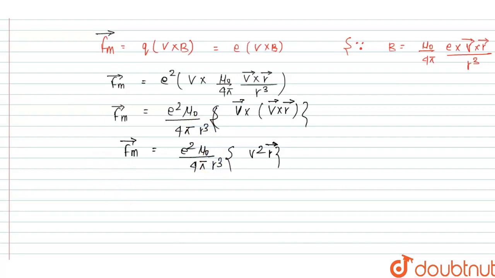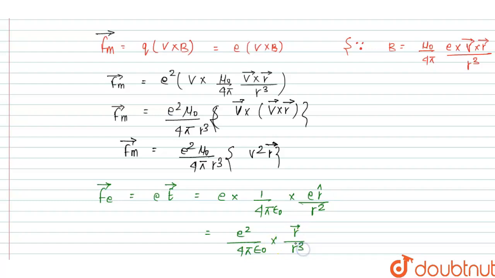Then the electric force is equal to e into the electric field. The charge is e, and the electric field is 1 by 4 pi epsilon naught into e into r vector upon r square. This is equal to e square upon 4 pi epsilon naught, and in terms of r cubed we can write vector r upon r cubed. This is the value of the electric force.